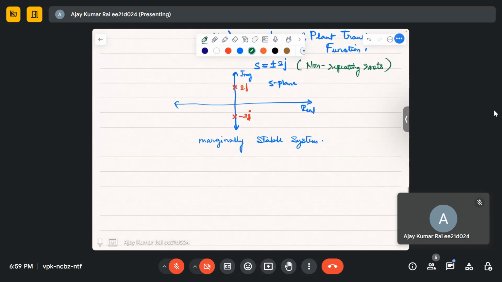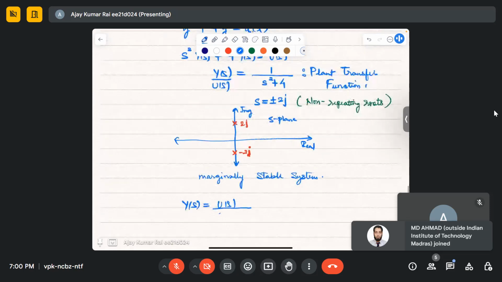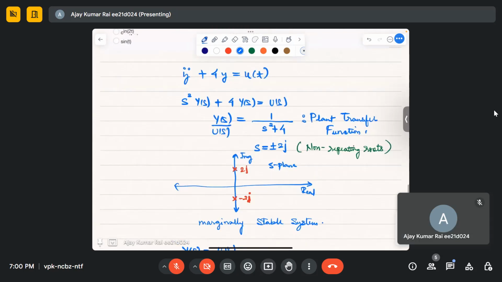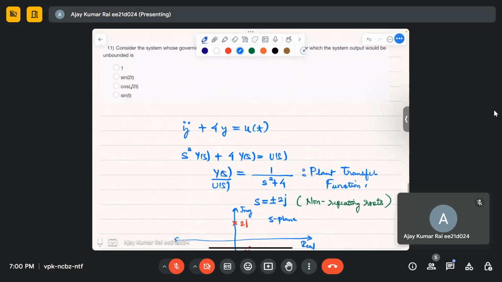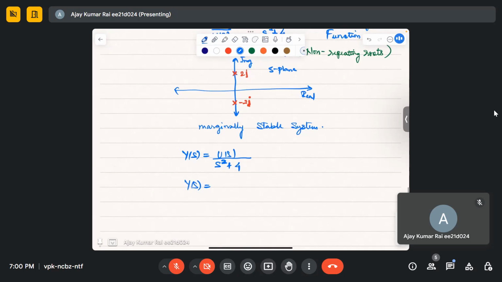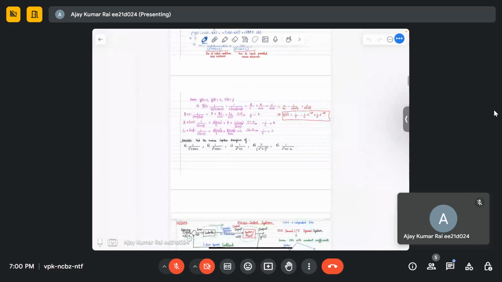So let's check for input. So y of s is equal to u of s by s squared plus 4. So what is y of s? If I put u of s for the first option, which is 1, the Laplace transform of 1 is what? 1 by s, right? So you will get this. So what can you tell about the system? Let me first go once again and refresh what was covered in the lecture, then you'll get more clarity.